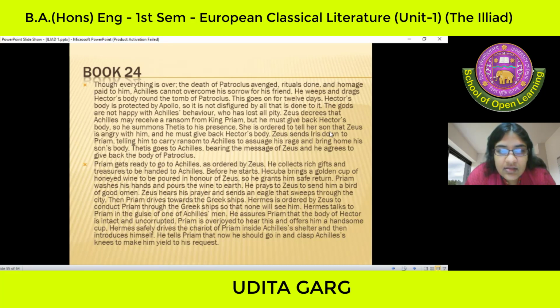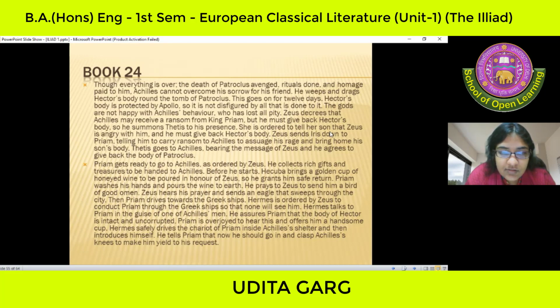Zeus decrees that Achilles may receive a ransom from King Priam, but he must give back Hector's body, so he summons Thetis to his presence. She is ordered to tell her son that Zeus is angry with him and that he must give back Hector's body. Zeus sends Iris down to Priam, telling him to carry ransom to Achilles to assuage his rage and bring home his son's body. Thetis goes to Achilles, bearing the message of Zeus, and he agrees to give back the body of Hector. Priam gets ready to go to Achilles as ordered by Zeus.